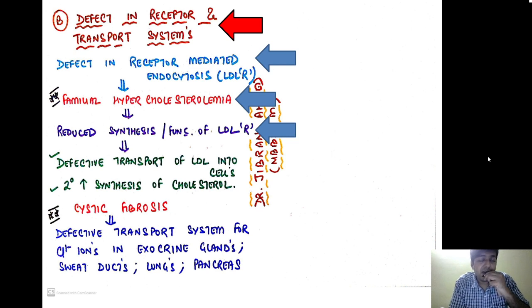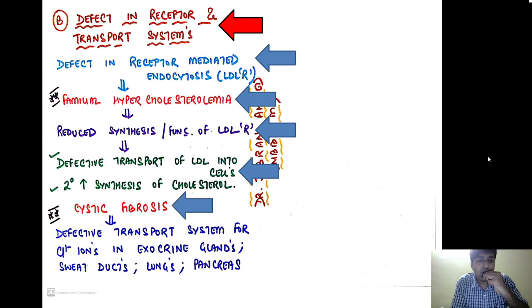Normally the LDL receptor is responsible for the transport of cholesterol inside the cell. From the blood vessel, it is transporting the cholesterol to different tissues. So in case there is a reduced synthesis or a defect in the function of the LDL receptor, there will be a defective transport of LDL cholesterol into the cells, and as a result there will be a secondary increase of cholesterol in the blood vessels, leading to hypercholesterolemia, that is increased cholesterol levels in the blood, leading to premature atherosclerosis and myocardial infarction. So this is the first example where there is a defect in the receptor system, best exemplified by familial hypercholesterolemia.